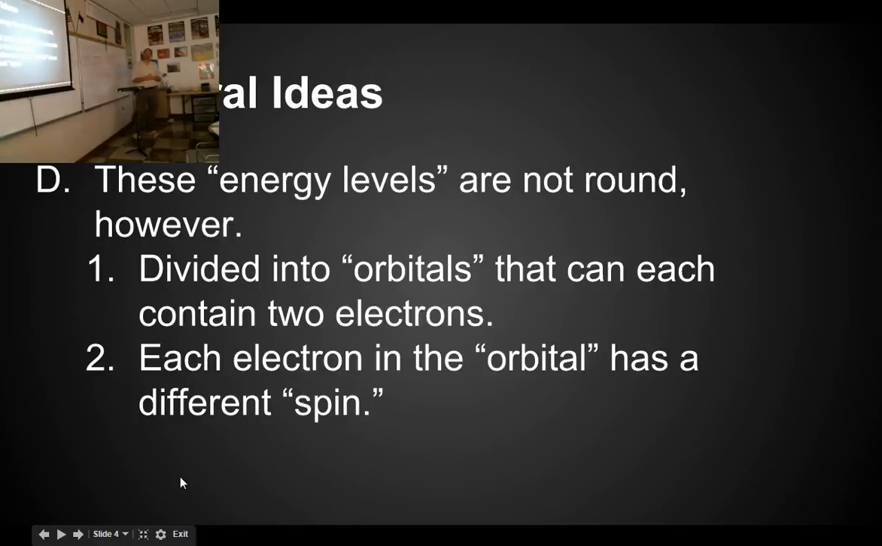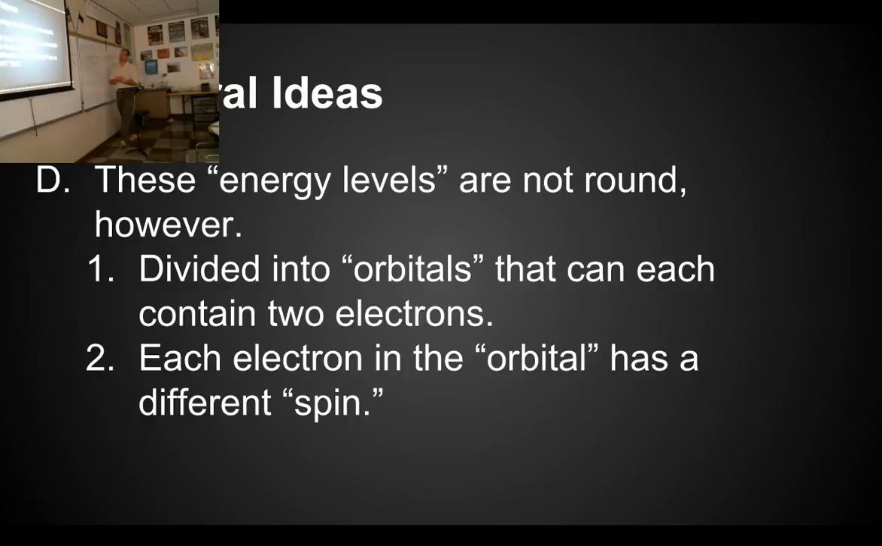But now we're going to screw it all up because they're not round, right? They're not like planetary orbits, and they're not like onions. But that model helps your brain get into the concept. In each energy level, there are orbitals, and orbitals can contain 2 electrons each. And each orbital, having 2 electrons, each electron has a different spin. So I'm going to screw you up now.